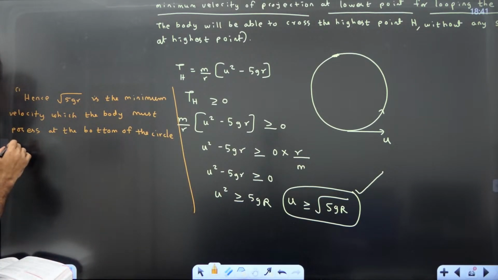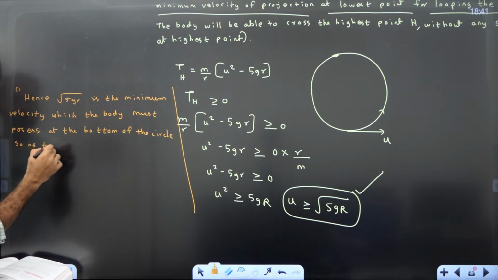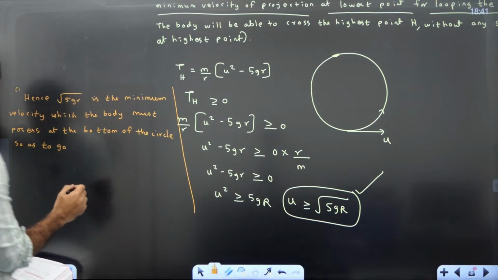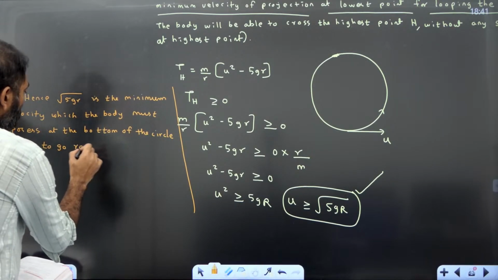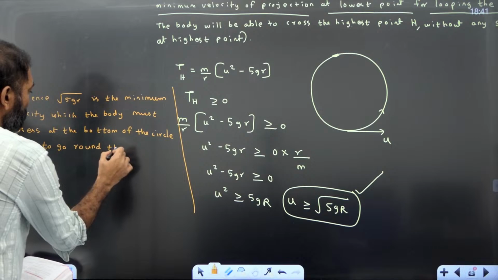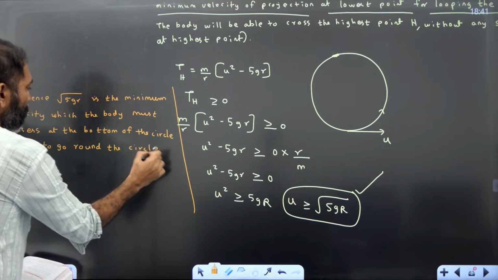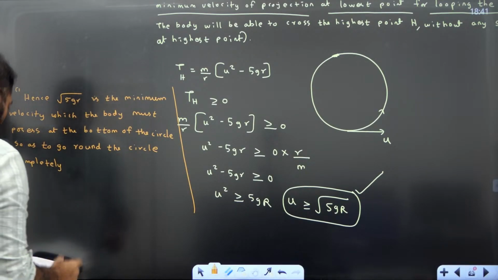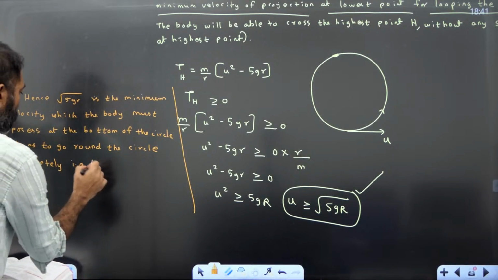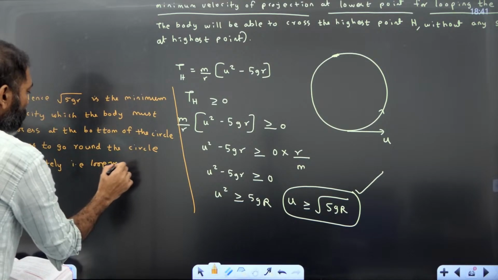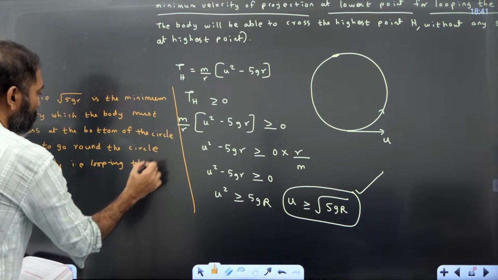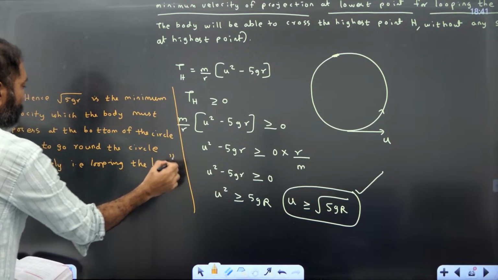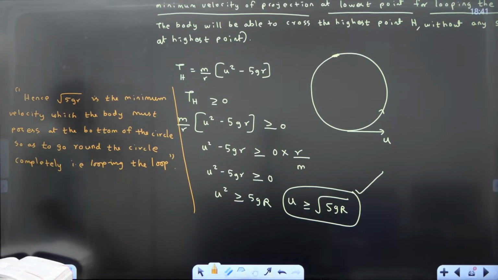So as to go round the circle completely. That is looping the loop. Go around the circle completely means looping the loop. So please note down this.